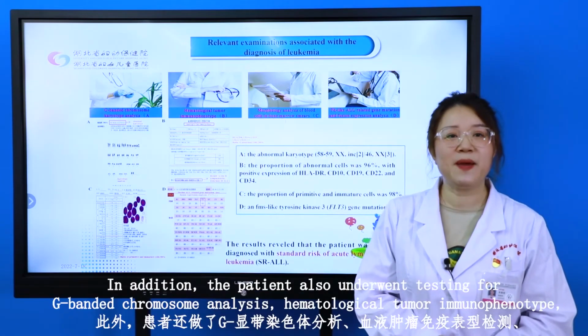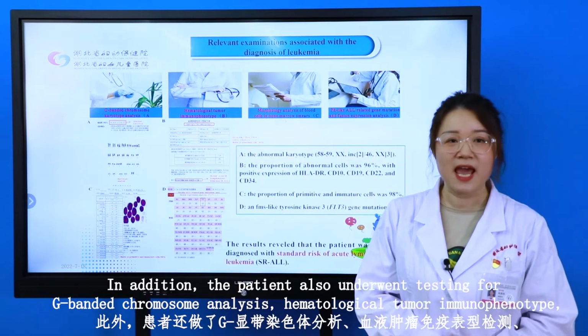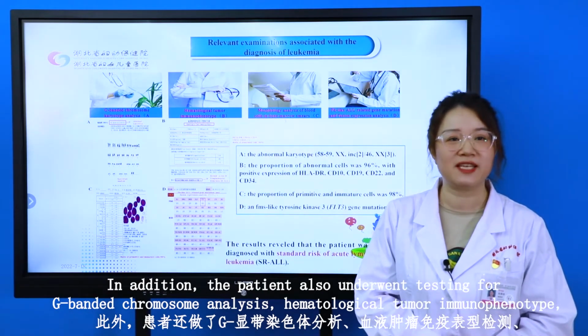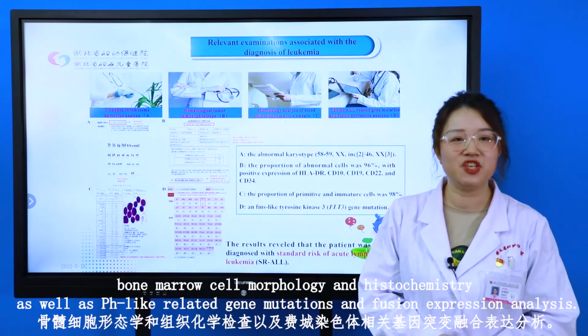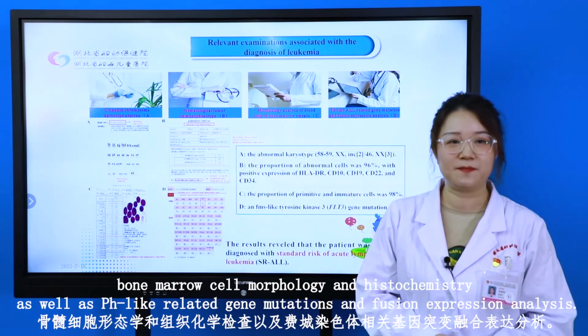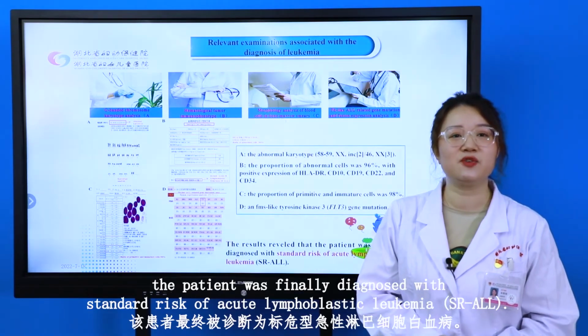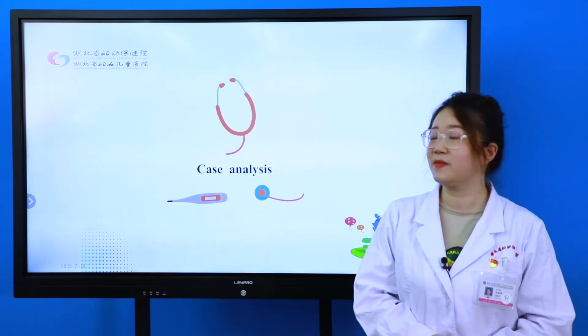In addition, the patient also underwent testing for gene-banded chromosome analysis, hematological tumor immunophenotype, bone marrow cell morphology, and histochemistry, as well as Ph-like gene mutations and fusion expression analysis. Based on the above results, the patient was finally diagnosed with standard-risk acute lymphoblastic leukemia.